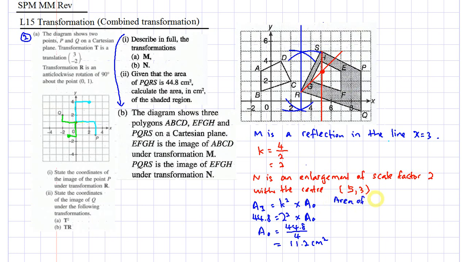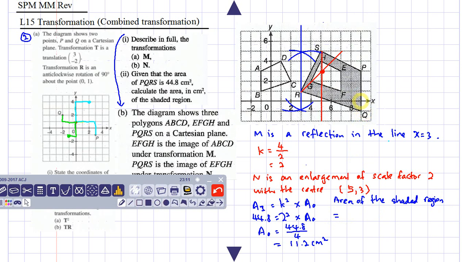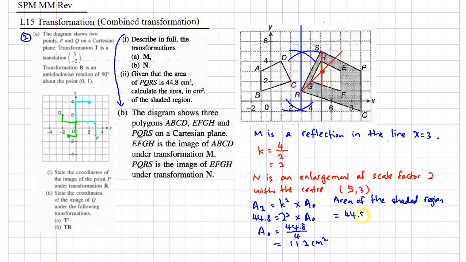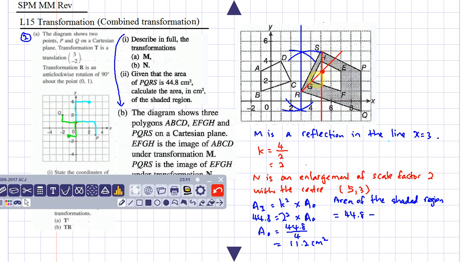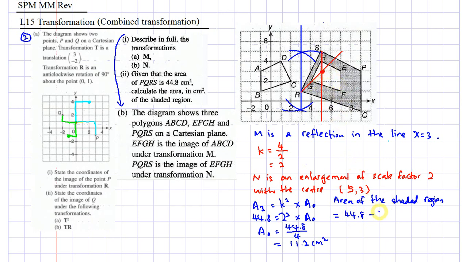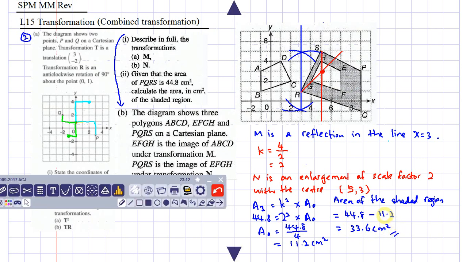So we are looking for the shaded region. So area of the shaded region will be equal to area of the image, the whole thing here, 44.8 minus area of the object, 11.2. So you will get 33.6. Okay, so this is the area of the shaded region.